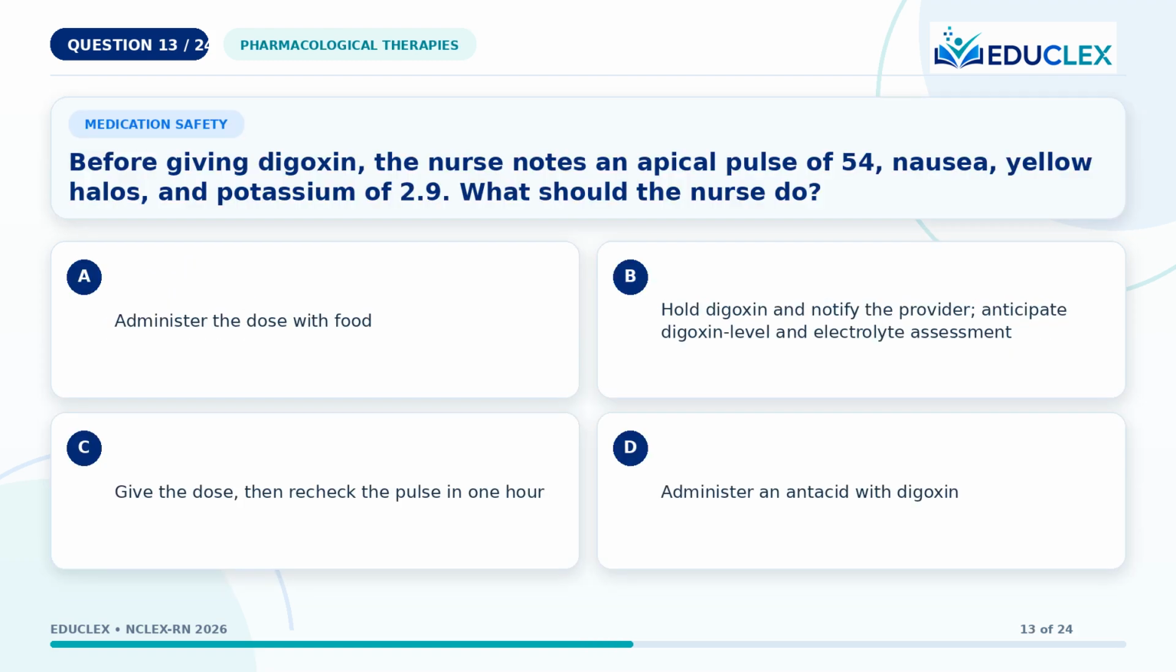Question 13. Before giving digoxin, the nurse notes an apical pulse of 54, nausea, yellow halos, and potassium of 2.9. What should the nurse do? Option A. Administer the dose with food. Option B. Hold digoxin and notify the provider. Anticipate digoxin level and electrolyte assessment. Option C. Give the dose, then recheck the pulse in 1 hour. Option D. Administer an antacid with digoxin.